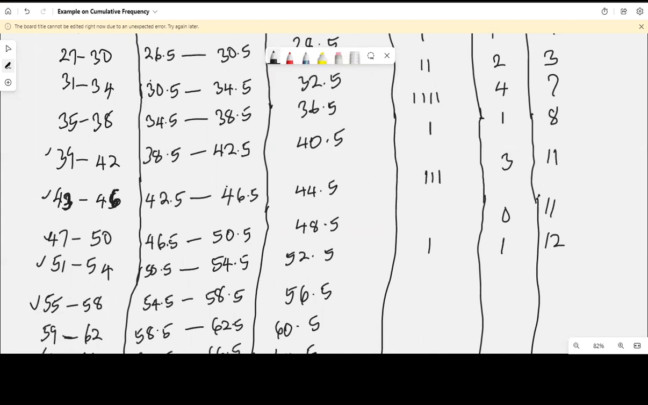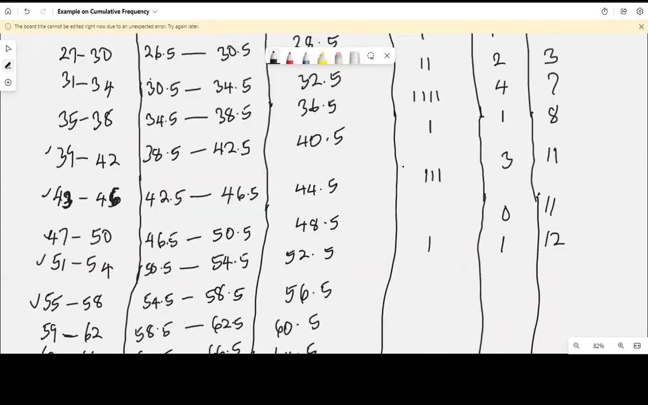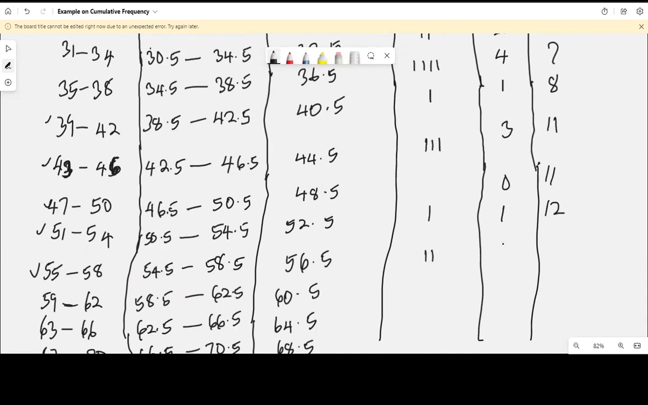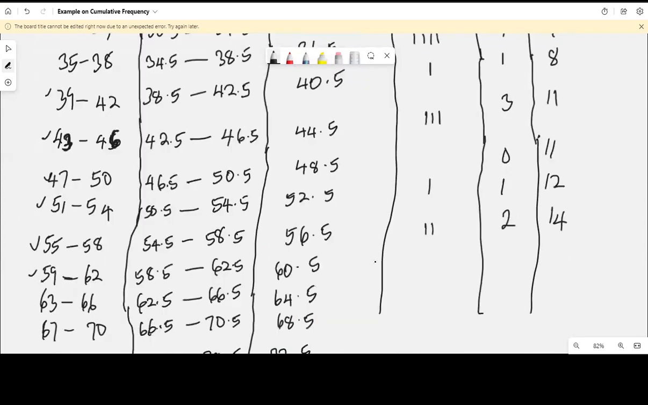The next interval is 55 to 58. 1, 2, only 2. So we'll put 2 strokes on that tally, and frequency is 2. 2 plus 12 is 14, the cumulative. And we go to 59 to 62. 1, 2, 3, only 3. We'll put 3 strokes for the tally. The frequency is 3. The cumulative is 3 plus 14, which is 17.